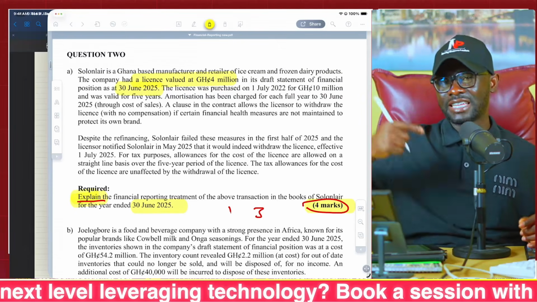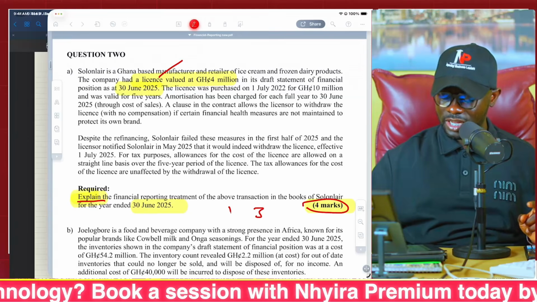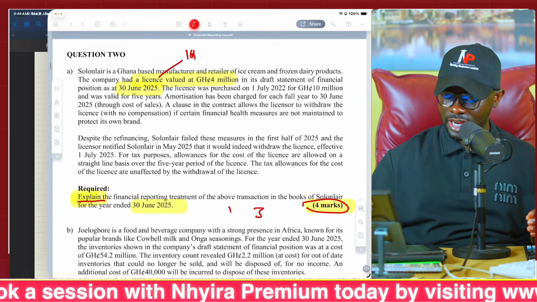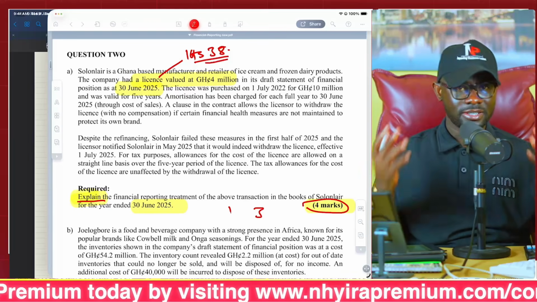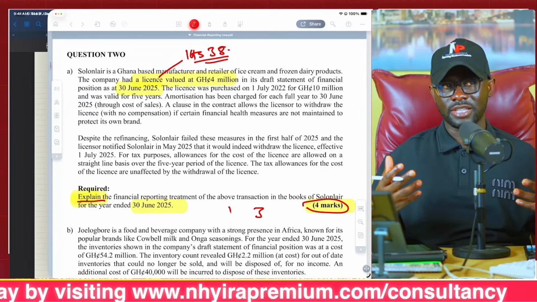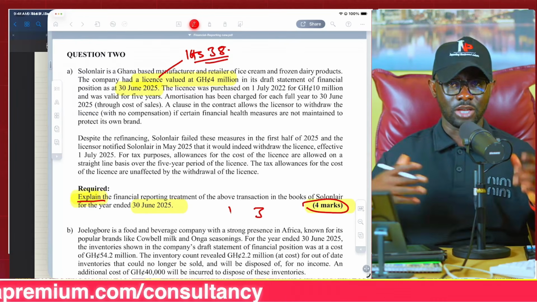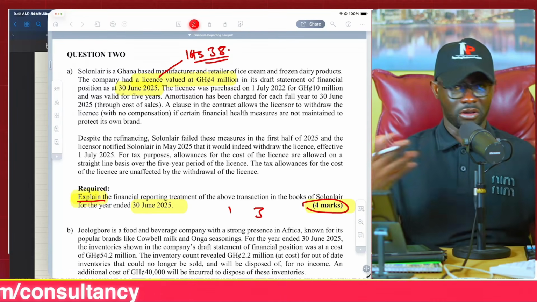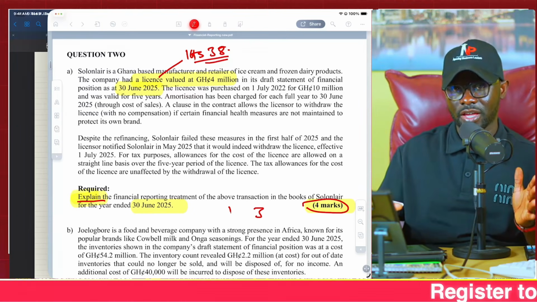The company had a license. Immediately I hear the word license, it means we are dealing with intangible assets. And so that is IAS 38, intangible assets. And for license, usually they are intangible assets with definite economic useful life. And so we must amortize the license over the economic useful life of the license on the overall. So IAS 38 is coming to town here.